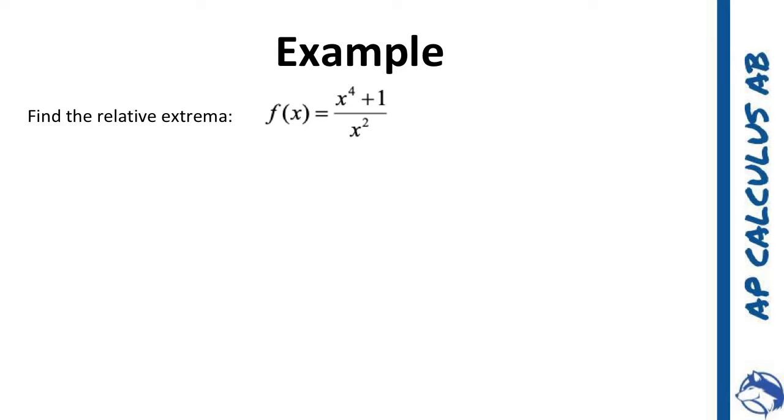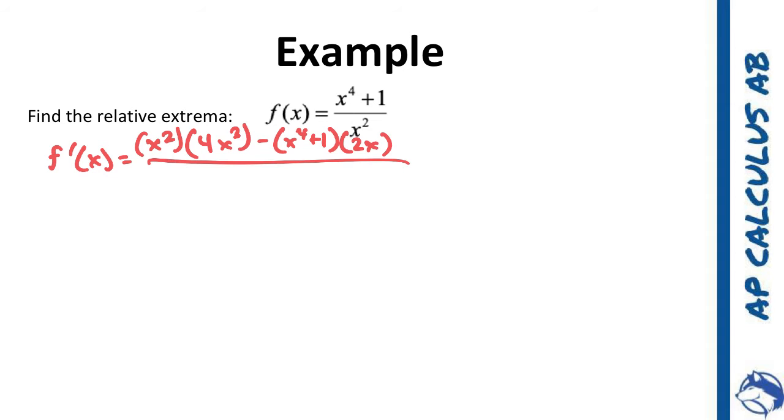All right, so we've got to find the relative extrema of this example here. So once again, we're going to go ahead and just start taking the derivative. So f prime of x is going to be equal to, well, now we've got the quotient rule. So it's low times d high, which would be 4x cubed, minus high d low. All of this is going to be over low squared.